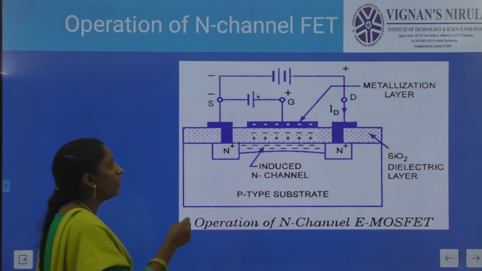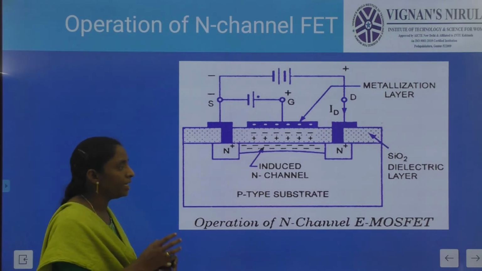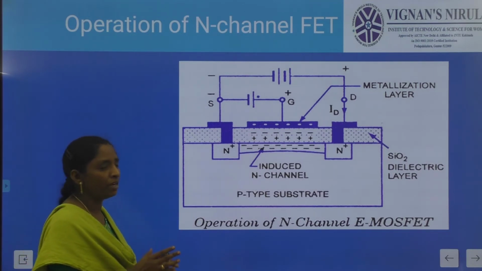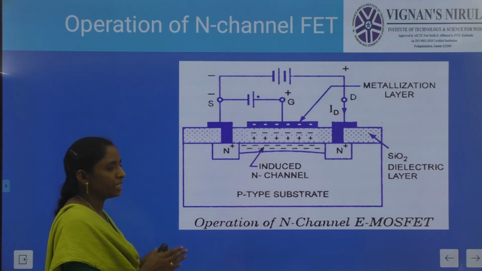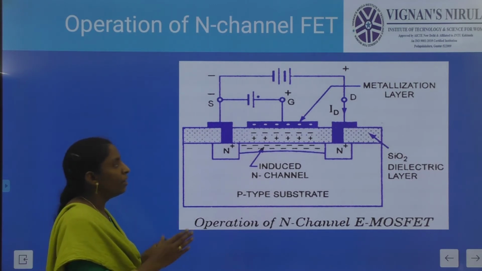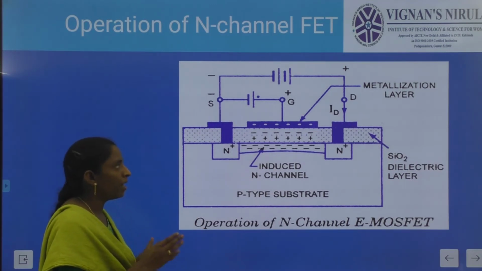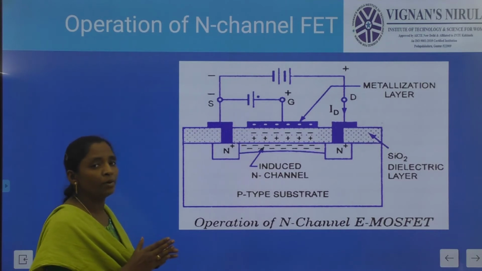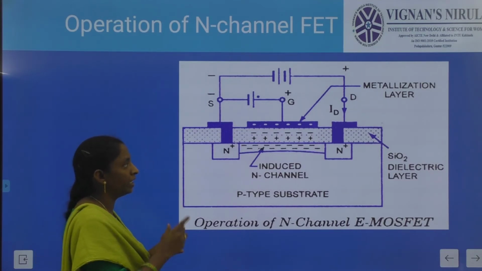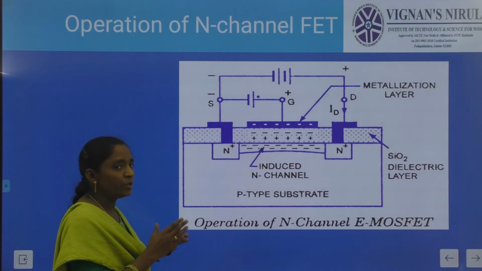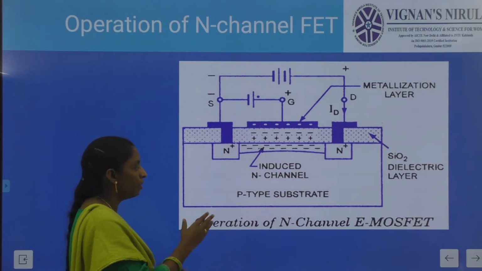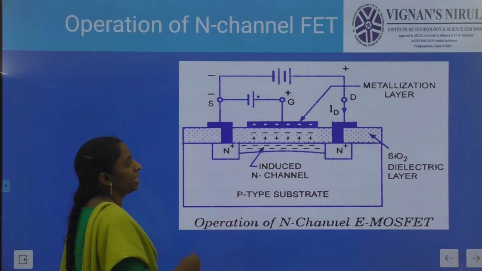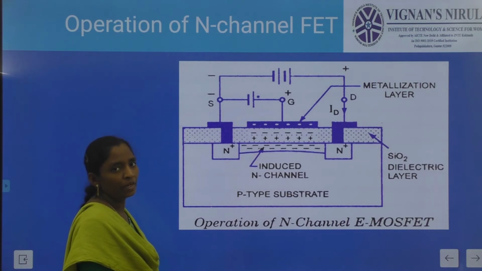Okay, so here we are taking N-channel MOSFET. In N-channel MOSFET, the majority charge carriers are electrons. While we are increasing positive voltage at the gate terminal, the induced EMF, or the number of electrons, will increase at the P side.